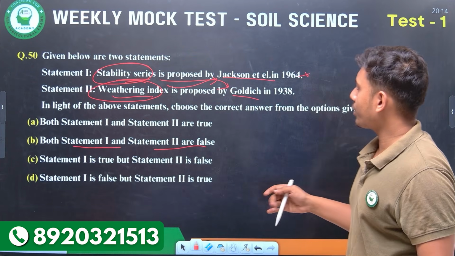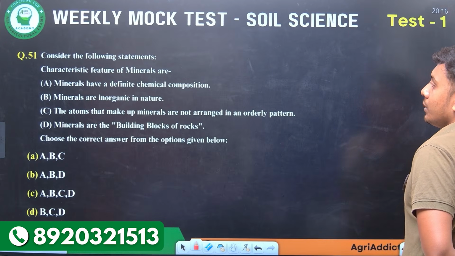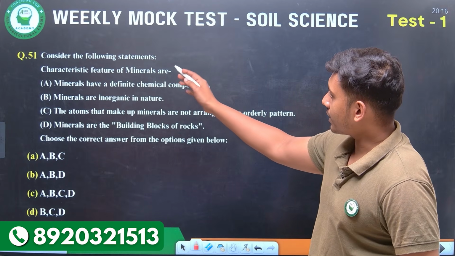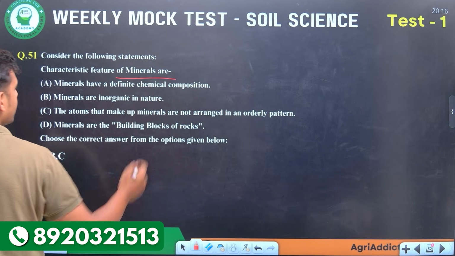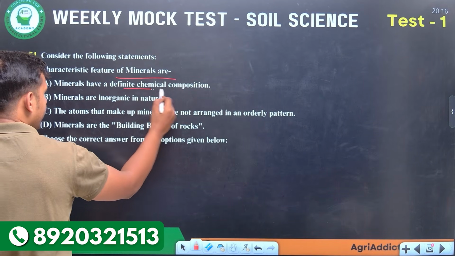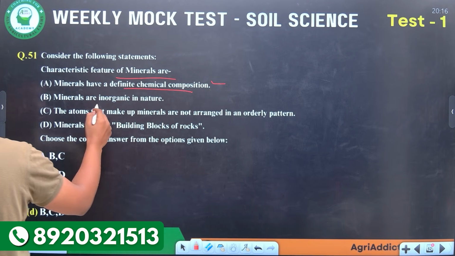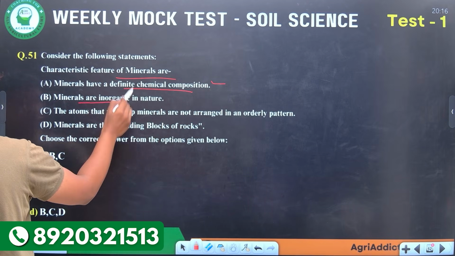These are direct type of questions, informative. So the next question is, consider the following statements. It is also a statement based question. What is the characteristic feature of the minerals? Minerals have a definite chemical composition. Yes, it is right. Minerals are inorganic in nature. Yes, this is also true.